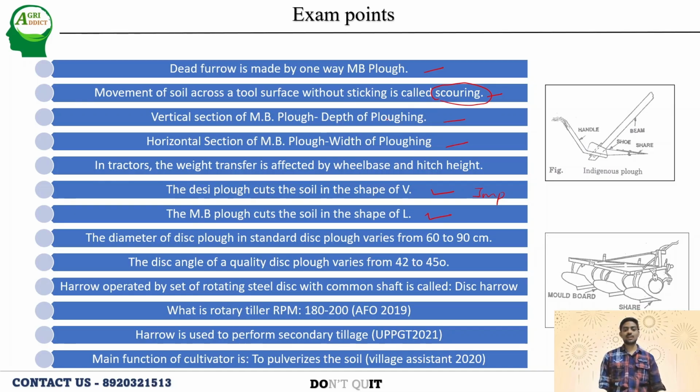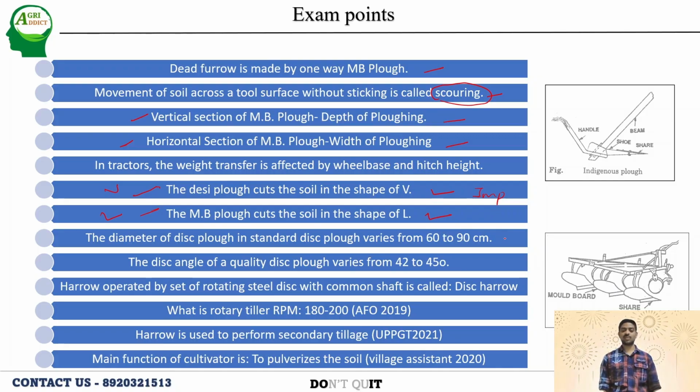And here, depth of plowing depends upon the vertical section of the MB plow. Width of plowing depends upon the horizontal section of the plow. And another important point is if you use a desi plow, soil is cut in V shape. Very important, desi means V. And if MB plow is used, then it is L. Okay. See, the diameter of the disc in a standard disc plow varies from 60 to 90 centimeters.